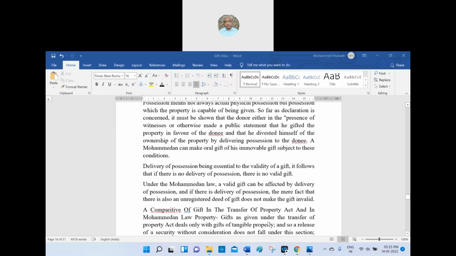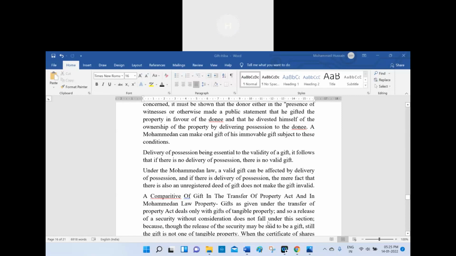We can see that delivery of possession is essential to the validity of the gift. Yes, that is a must. And it follows that if there is no delivery of possession, there is no valid gift. No delivery, no valid gift. Under the Mohammedan law, a valid gift can be effected with the delivery of possession. And if there is a delivery of possession, the mere fact that there is also an unregistered deed of the gift does not make the gift invalid.